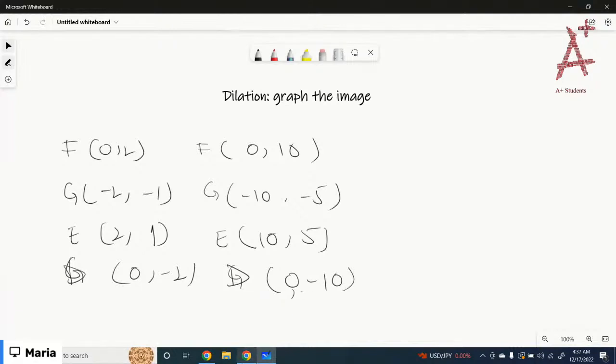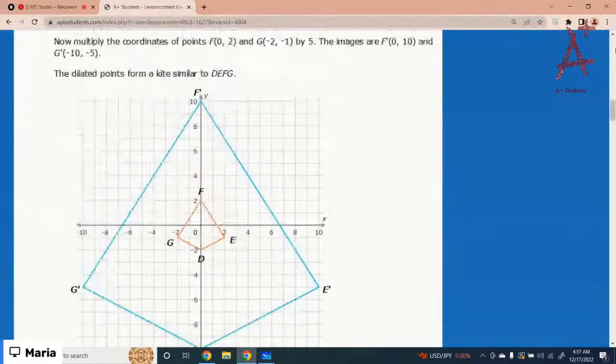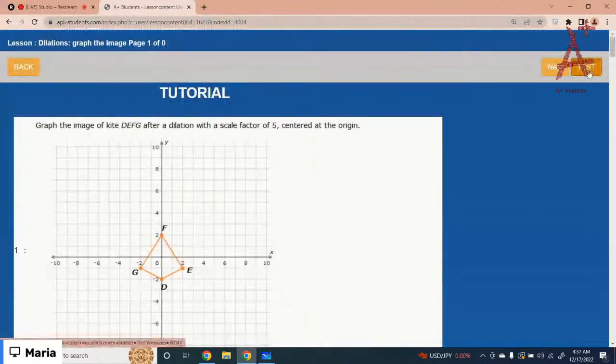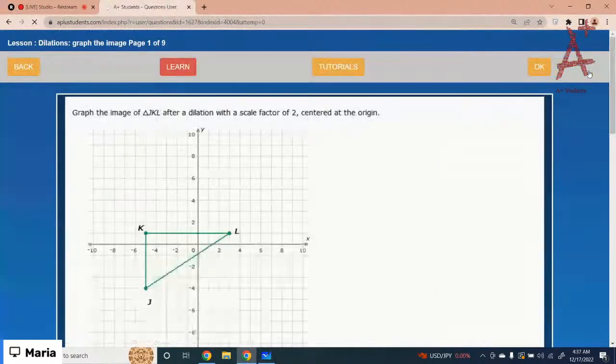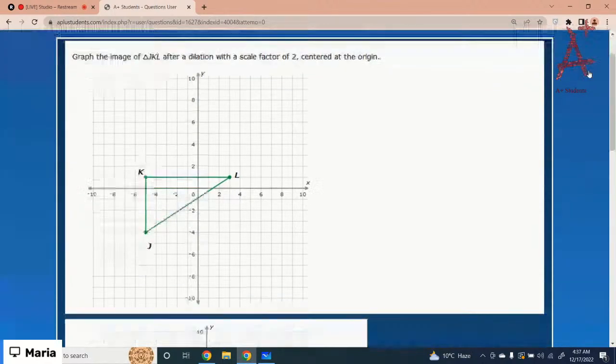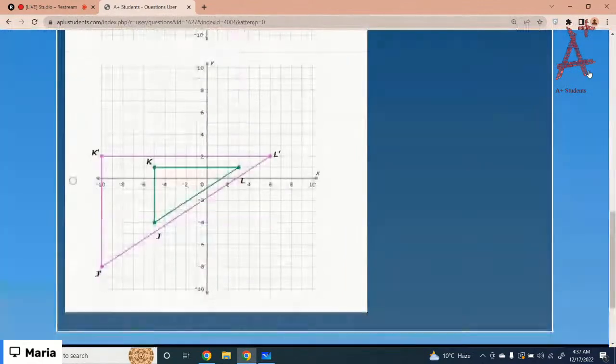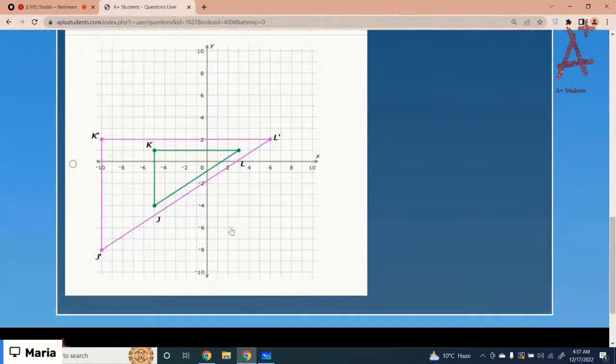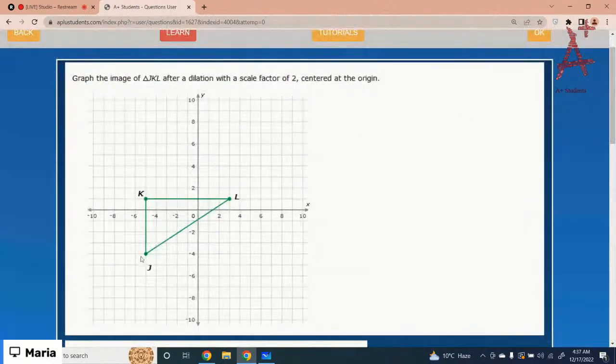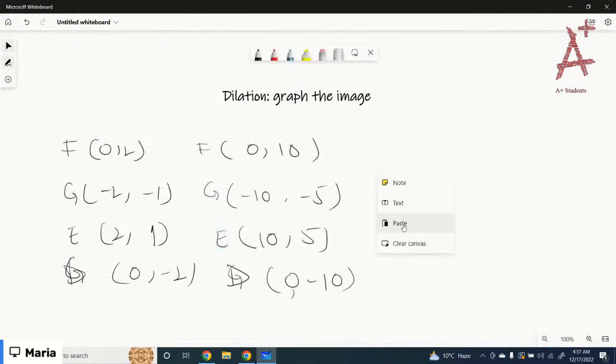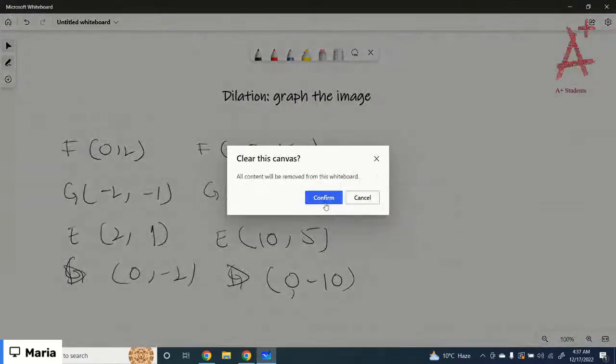Let's start with the test question. Multiply all the coordinates by the scale factor. Got it? Graph the image of triangle JKL after a dilation of a scale factor of 2 centered at the origin. You have to draw the scaled image. That is the second option. Got it? Let me just find the coordinates and calculate the values. You have to scale by the factor of 2.